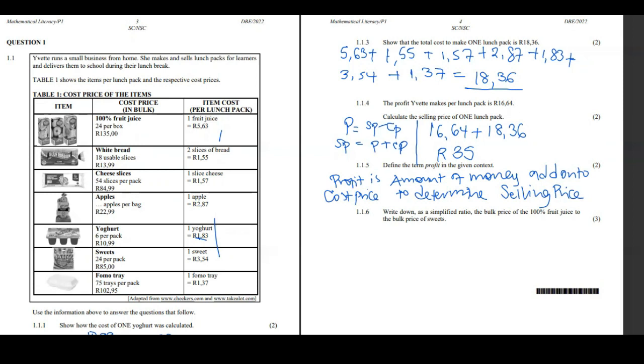All right. So write down the ratio of the bulk price of 100% fruit juice to the bulk price of sweets. Come here. Look, fruit juice, it's this one here. We are going to compare it with sweets, which are here. So if possible, you write J for juice, which is R135, and S for sweets. How much are the sweets?